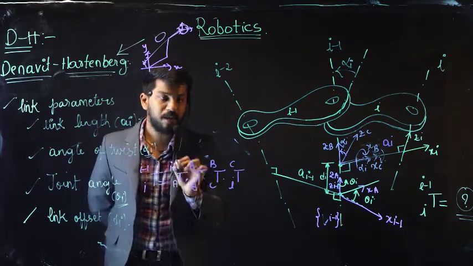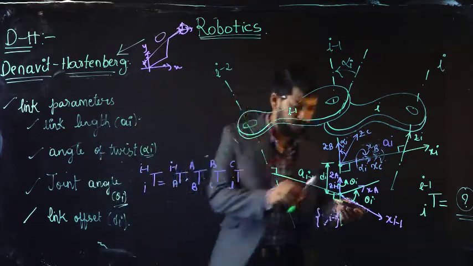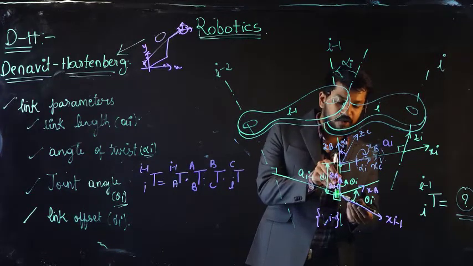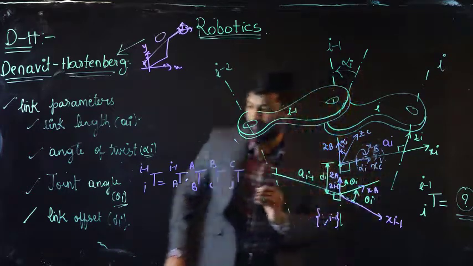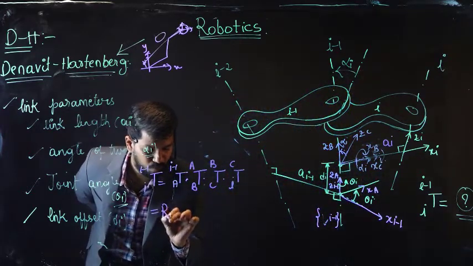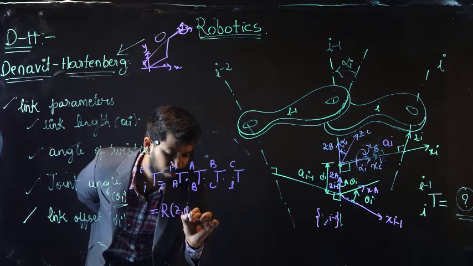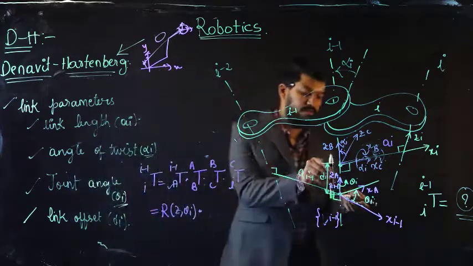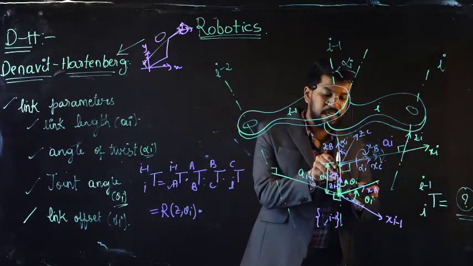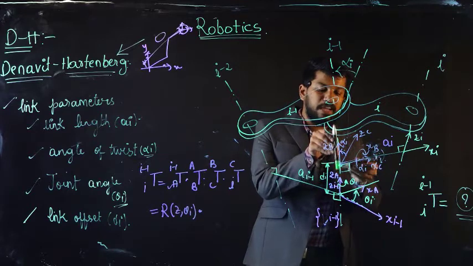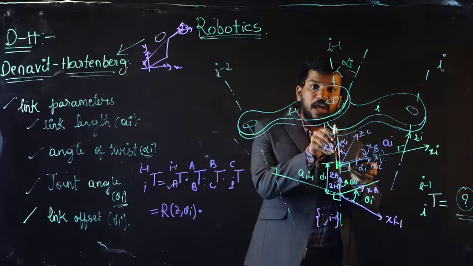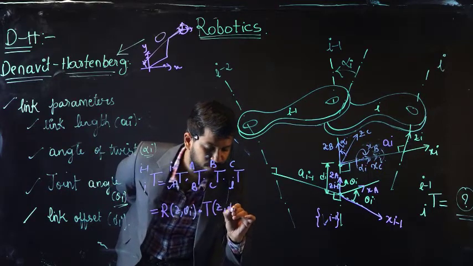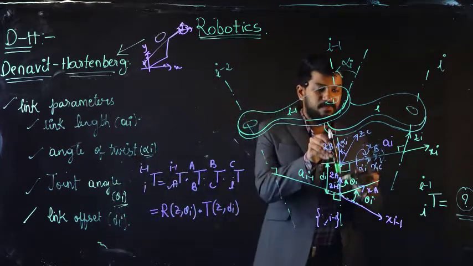How have we moved from i minus 1 to A? Nothing but this particular frame to this frame. Initially we have rotated Z with an angle of theta i. So we have attained A. After that, A to B, we have translated a distance of di along the z axis.